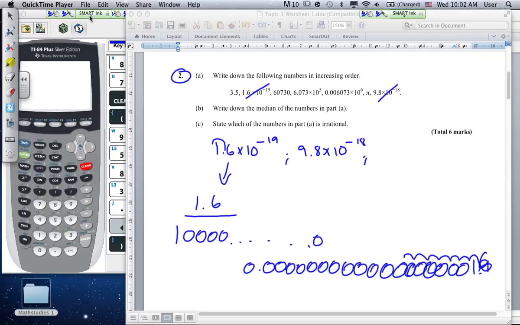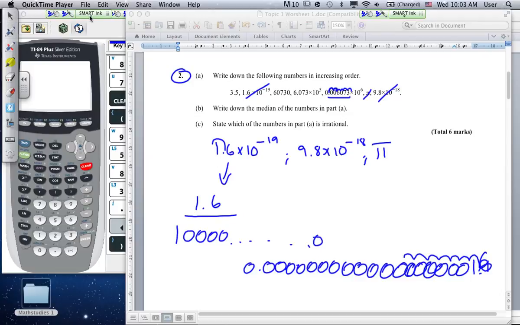Your next smallest number is probably going to be pi, although let's just check this one over here, the 6. This is 1, 2, 3, 4, 5, 6. So that is going to be 73, bigger than pi. So probably your next number is going to be pi. And then this one over here would probably be the next biggest.